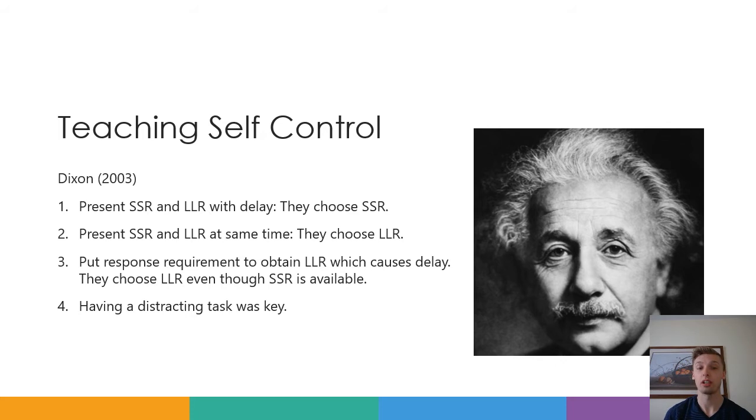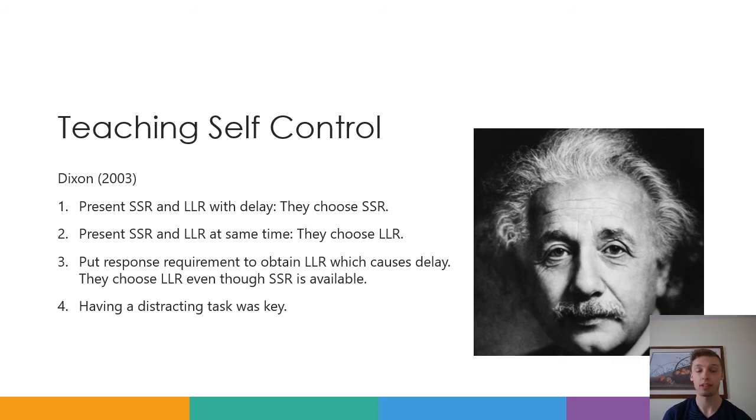First, he presented smaller sooner reinforcers and a larger later reinforcer with the typical choice: you can get the larger later with a delay, or you can get the smaller amount now. An individual would choose the smaller sooner reinforcer. So then he flipped it. He presented now both the larger reinforcer and the smaller reinforcer at the same time. Individual now chose the larger reinforcer.